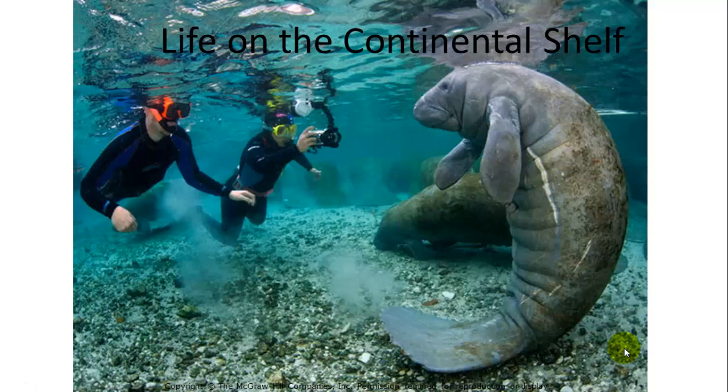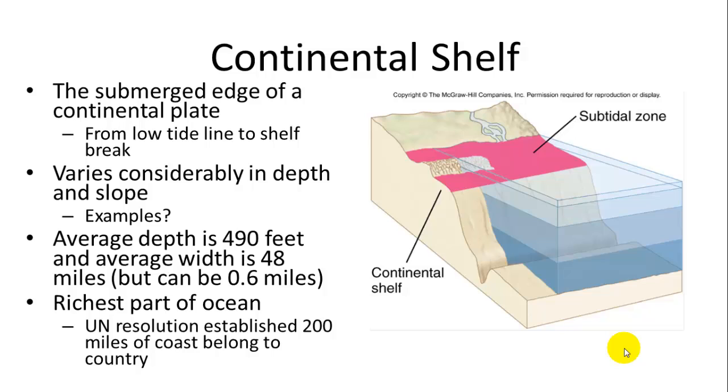Okay, now we're going to get into some of the more diverse areas of the ocean, the continental shelf, and we'll also talk about coral reefs. But starting with the shelf. So the shelf then is part of the subtidal zone, which starts below the lowest tide and is always submerged. It is, in actuality, the submerged part of the continental plate right before you get to the shelf break.